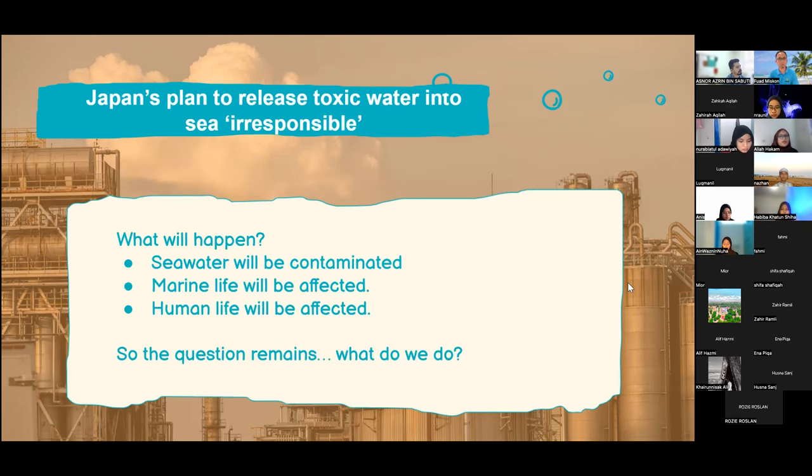So what will happen if we just let this go on? Actually, what will happen is that the seawater will be contaminated, as the incident at the Fukushima Daiichi nuclear power plant will be enough to contaminate the Pacific Ocean and beyond it. This will affect marine life and human life, as it will somehow alter the DNA of living things. So the question remains, what do we do?